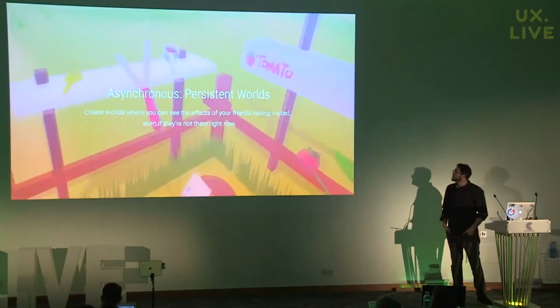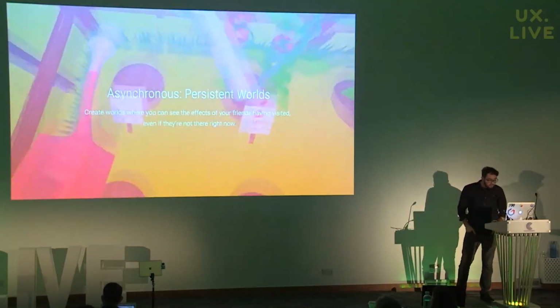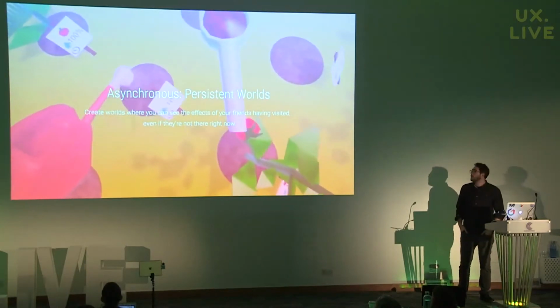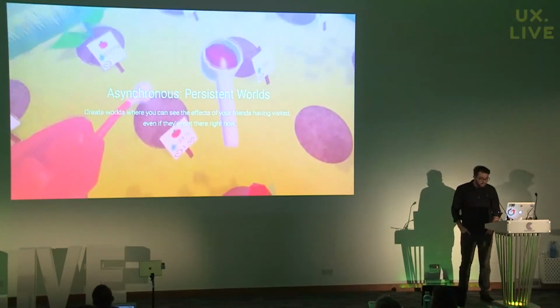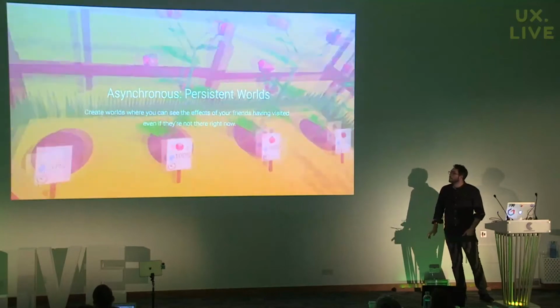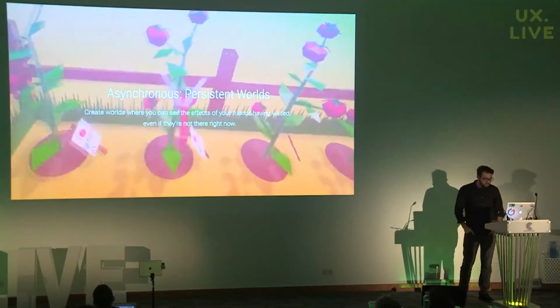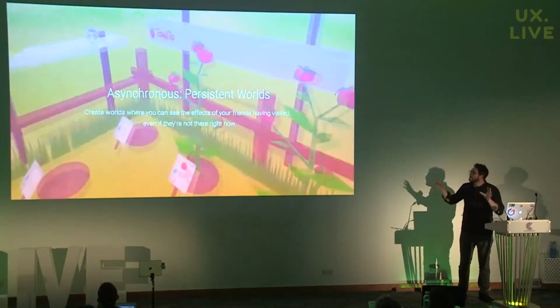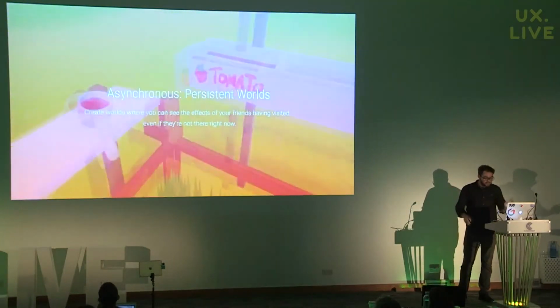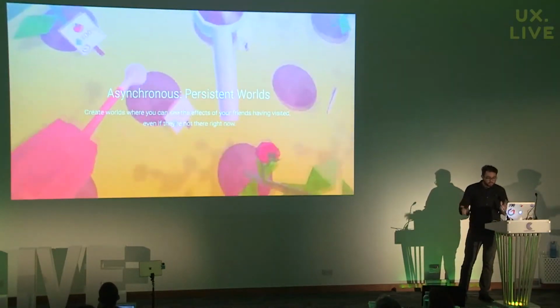Now, what about the spaces themselves? I gave the example of Farmville before, which does an incredible job of having persistent worlds. This was a little demo app that our team built, the Daydream Labs team built, and you can see someone is tending to their garden and choosing which veggies to plant, trimming the hedges, whatever.